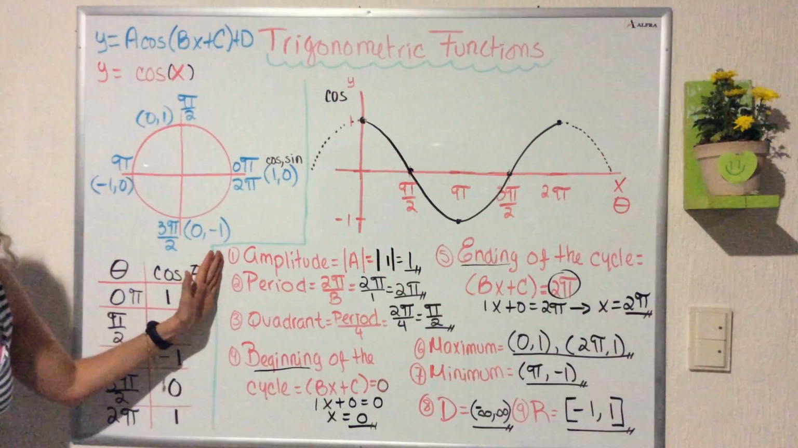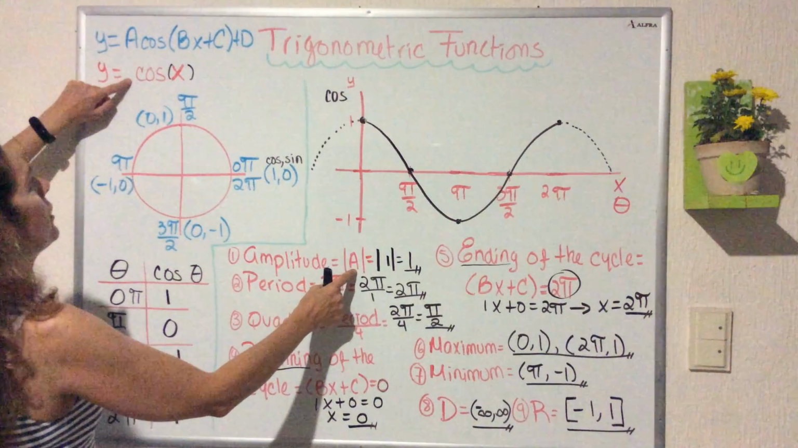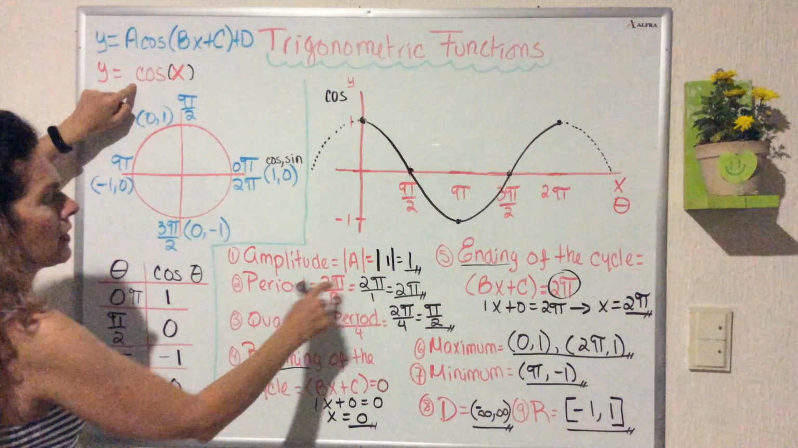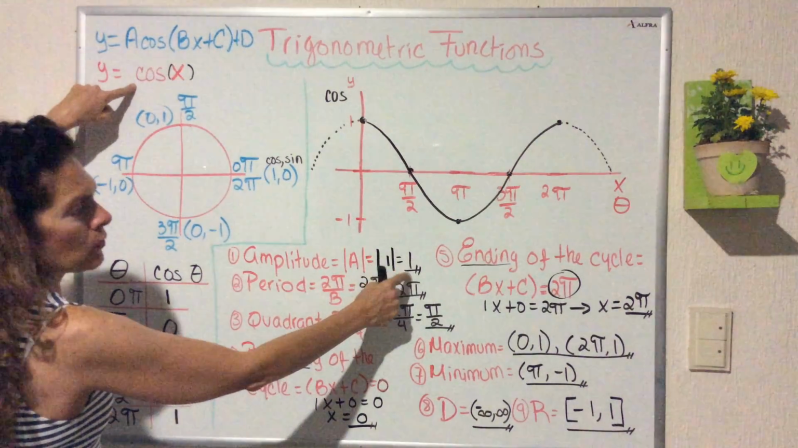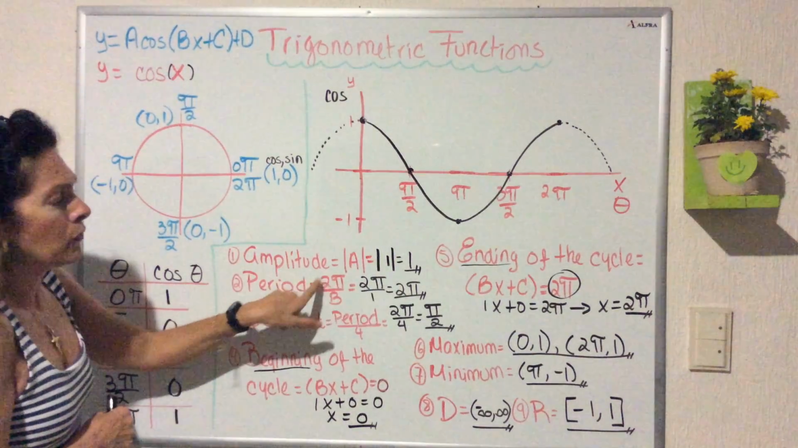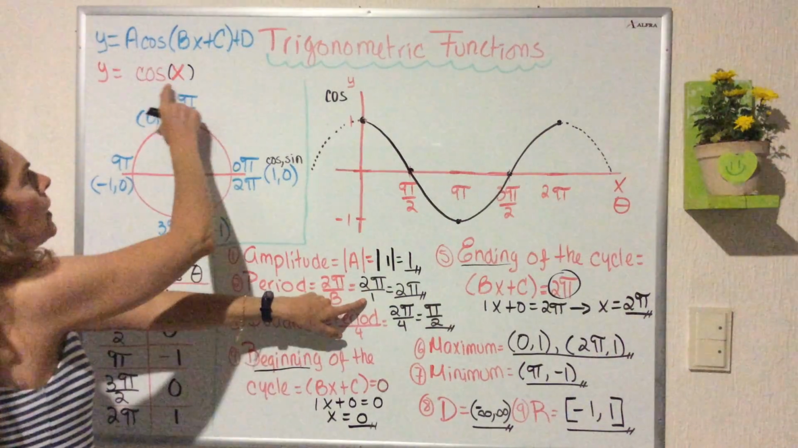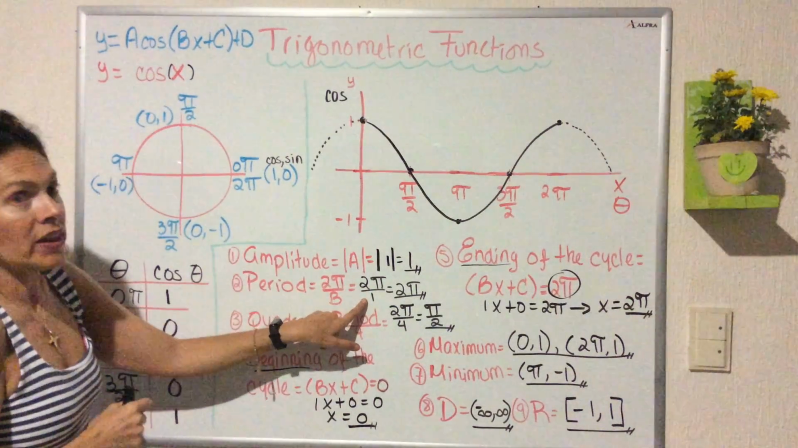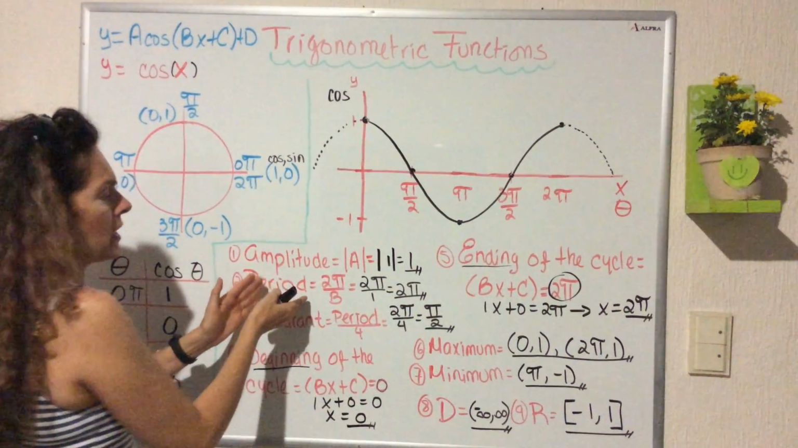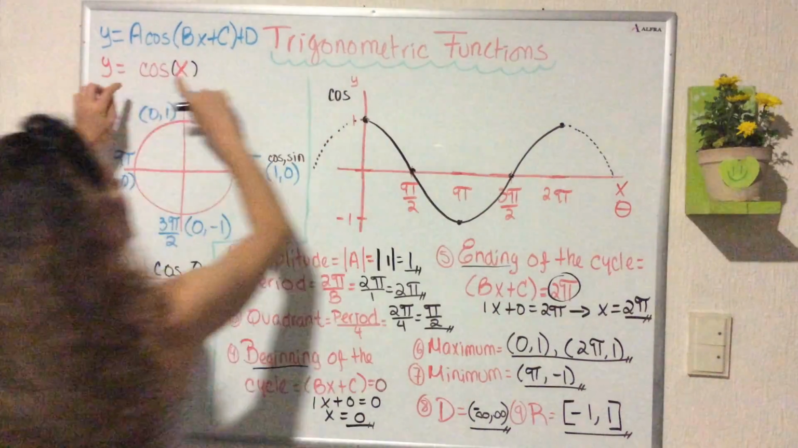The first one, the amplitude, dear students, is the absolute value of A. And again here, the A is the coefficient of cosine, which in this case is 1. So the absolute value of 1 equals 1. And then the period. The period, the little formula, remember, is 2 pi over B, which is 2 pi over the coefficient of x, which is 1 in this case. So we have 2 pi. And the period, remember, is the size from the beginning to the end of the cycle for this function.